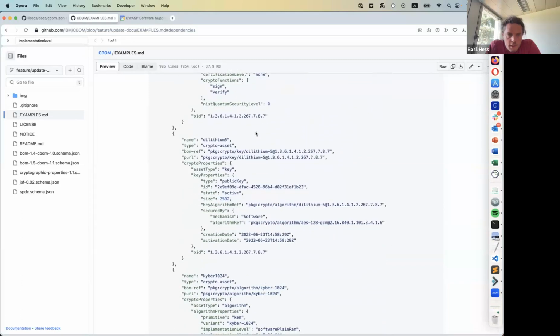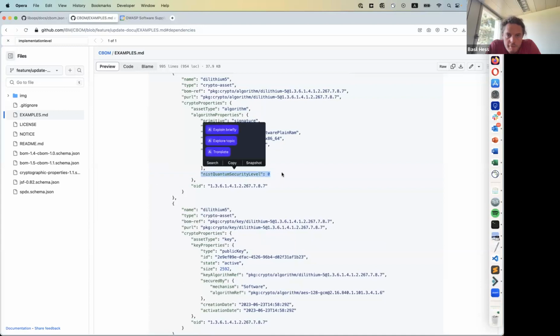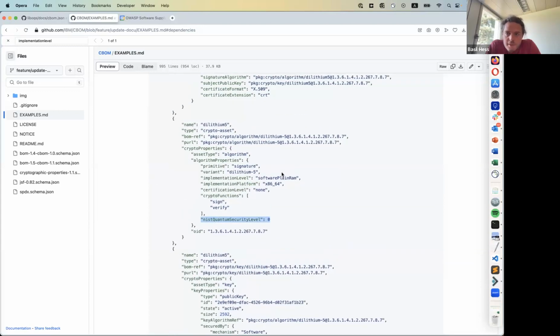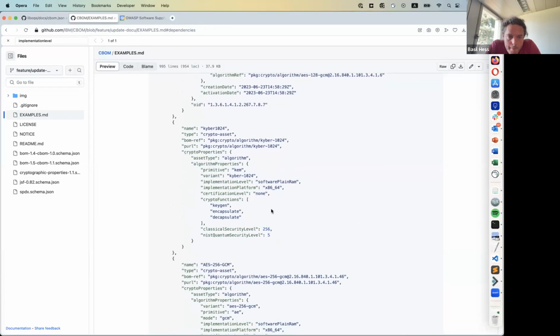What we see here, okay, that's actually a typo. The NIST quantum security level should here be 5, not 0, right? You can basically see it. It's a typo here, but here you see Kyber 1024 is quantum security level 5.